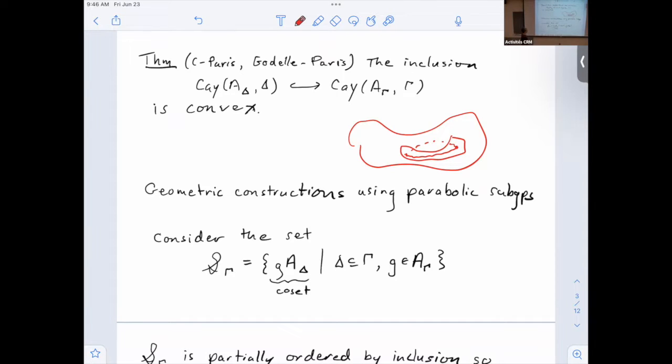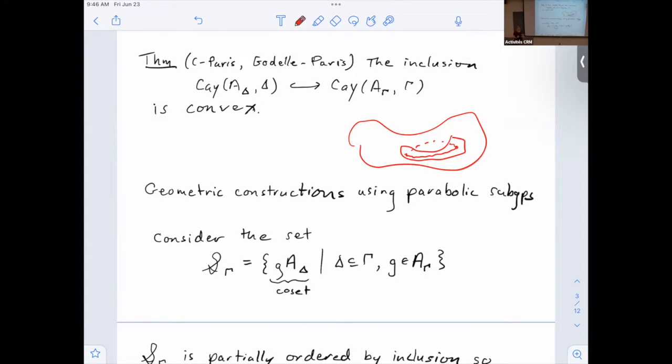Okay. So first, let's consider the set. Instead of doing conjugates of these A delta, now I just want to take cosets. So I want to take an A delta and left multiply it by an element of my group and move it around. So just cosets is a set of objects I want to look at. This set of cosets is a partially ordered set because one coset can sit inside another. So I order them just by, if this coset sits inside that coset, then I say this is less than that. Just a standard partial ordering.